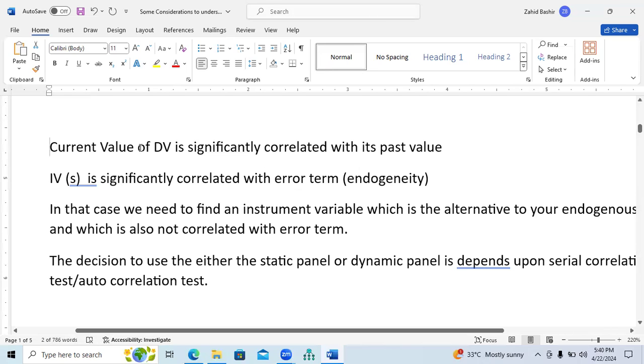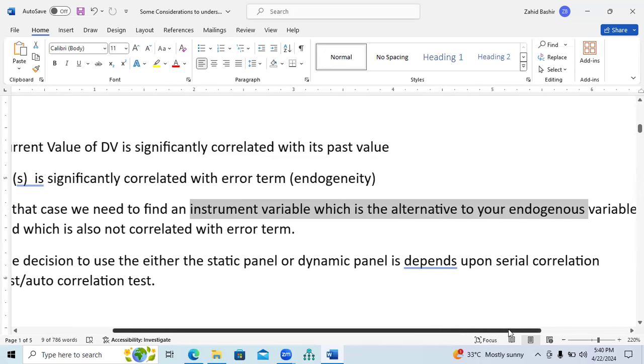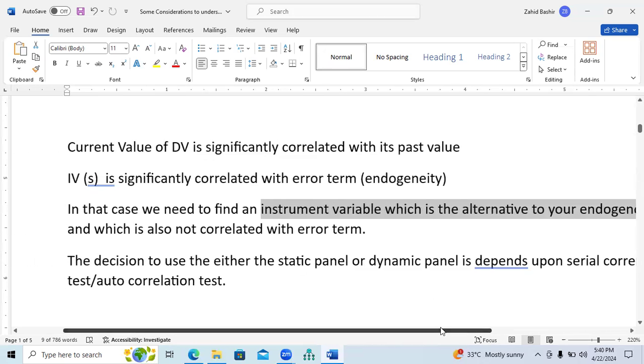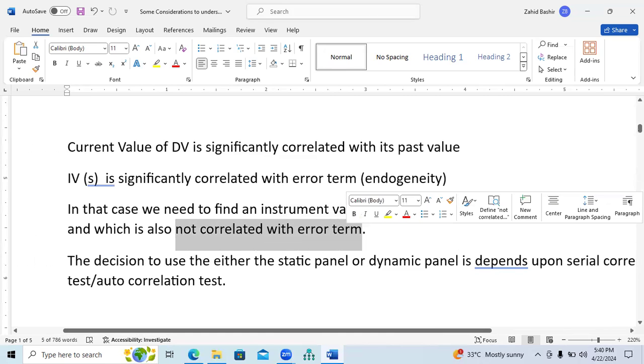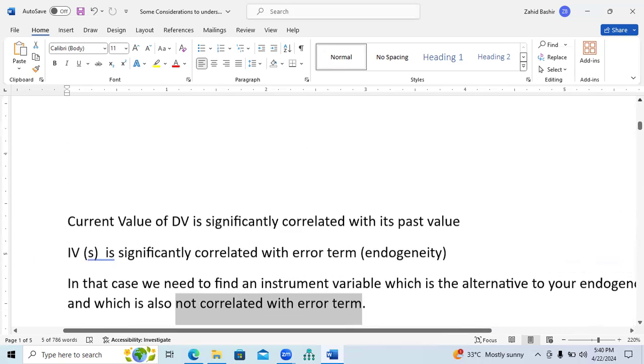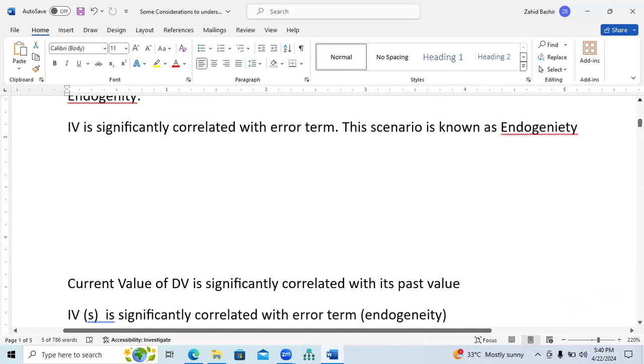The current value of the dependent variable is significantly correlated with its past value, as we have discussed. The independent variable is significantly correlated with the error term, which causes the endogeneity. In that case, we need to find an instrument variable, which is an alternative to your endogenous variable, and which is also not correlated with the error term. So the first concept that you have understood here is endogeneity.